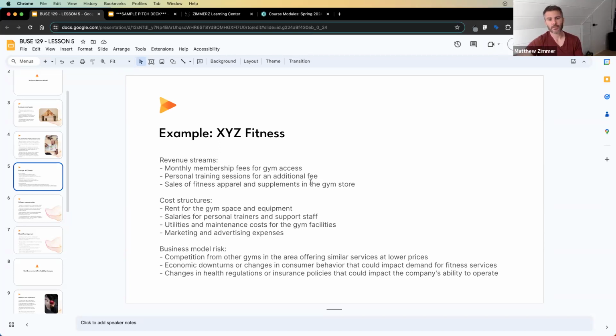So we've got our risk factors: competition from other gyms in other areas that are competing with us, obviously. Economic downturns. As the economy gets better or worse, more or fewer people may be willing to spend disposable income on these types of services. And then last, we've got changes in regulations or policies that might impact our ability to operate. I think another thing that could go in here might be seasonal risks.